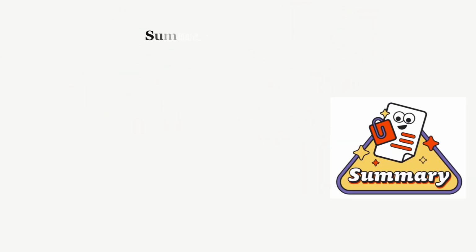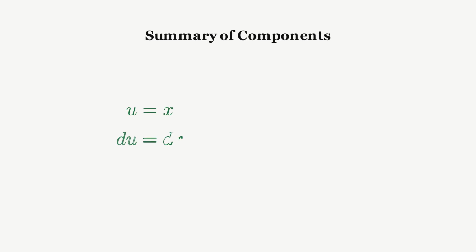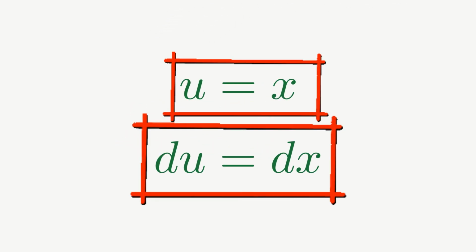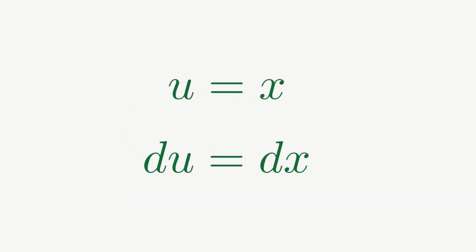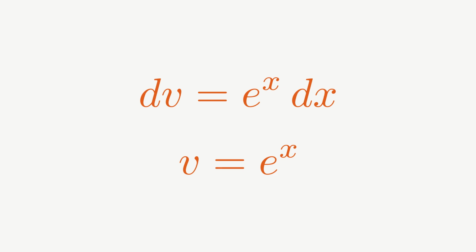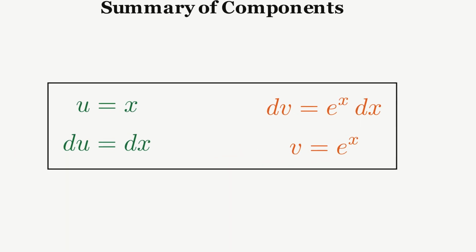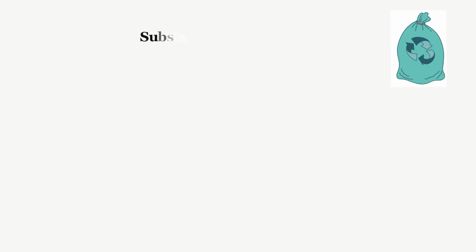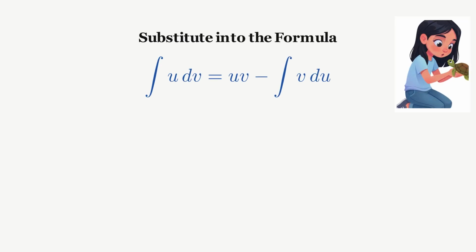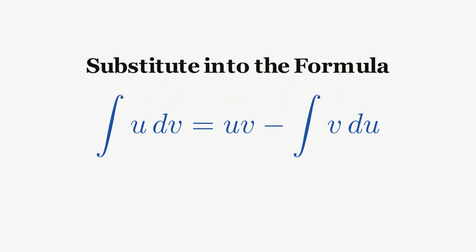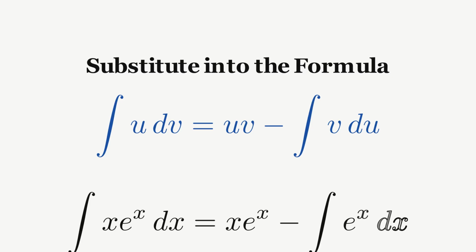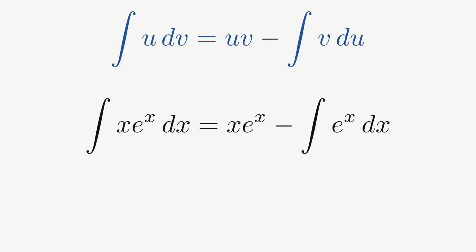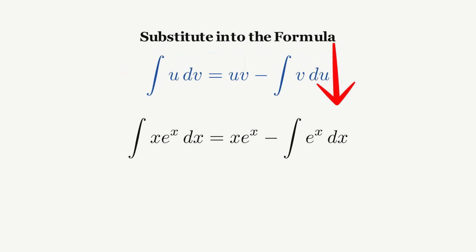Let's summarize our choices. We have u equals x, du equals dx, dv equals e to the power x with respect to x, and finally, v equals e to the power x. Now it's time to substitute everything into the integration by parts formula. Replace every symbol carefully. The integral of x times e to the power x with respect to x becomes x times e to the power x minus the integral of e to the power x with respect to x.